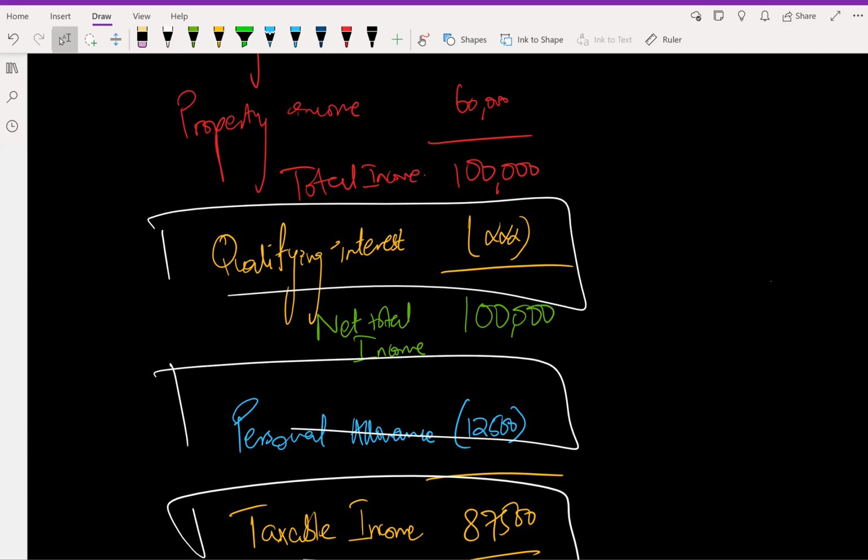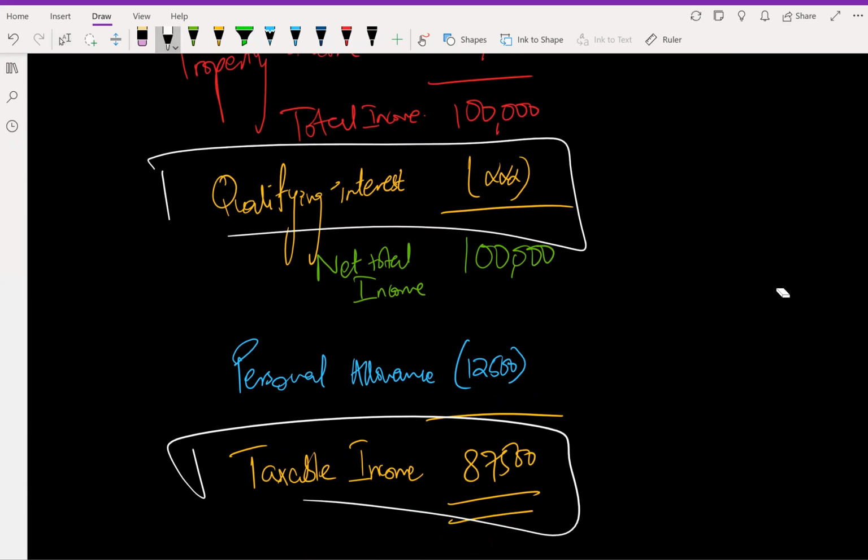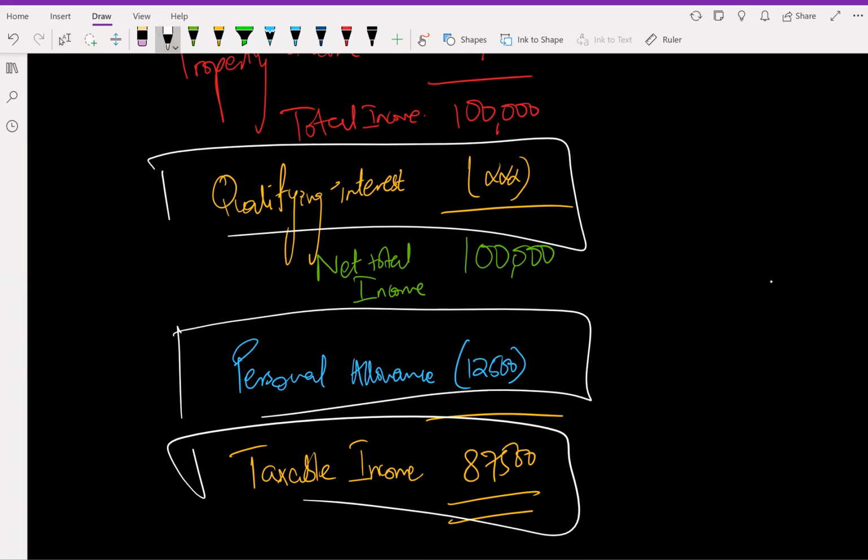Okay. Now, second thing is personal allowance. All right. Emma, do you understand this? Sorry, Abdullah, do you understand this? Michael, you guys understand this?